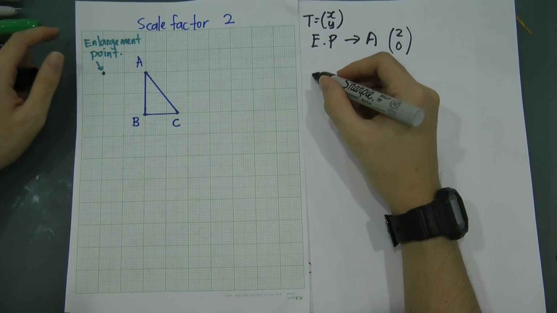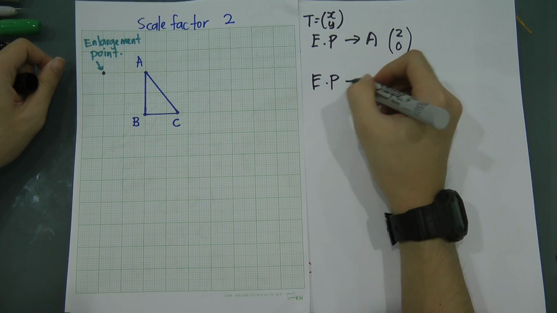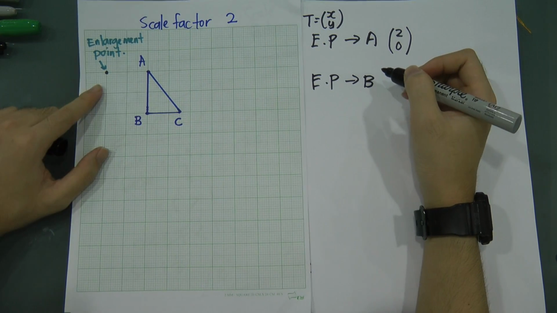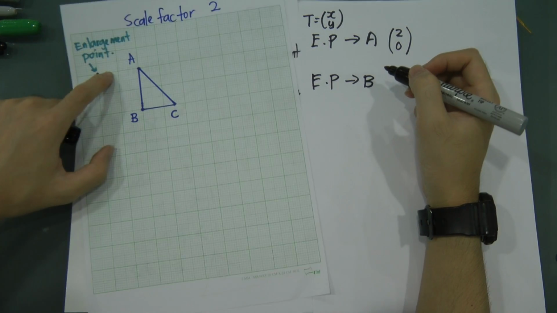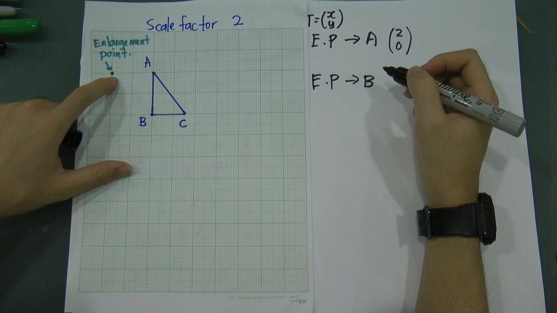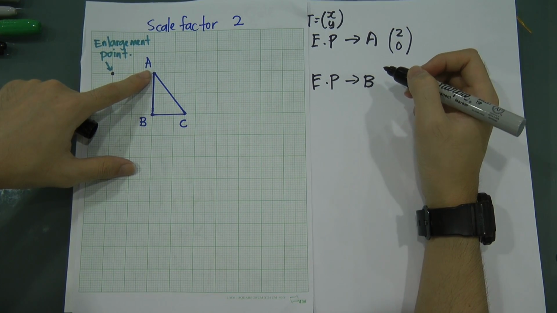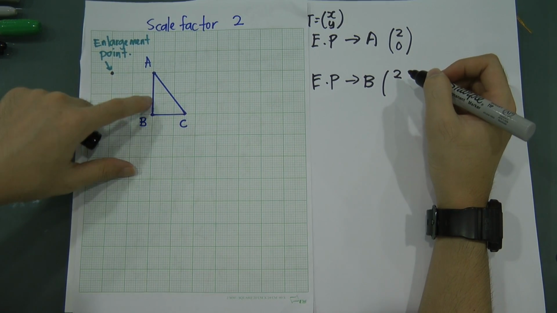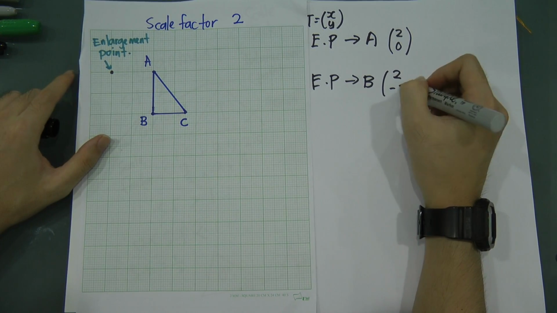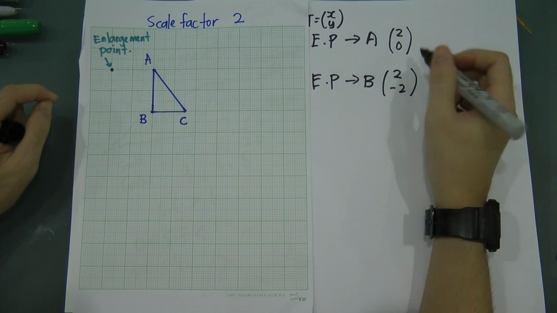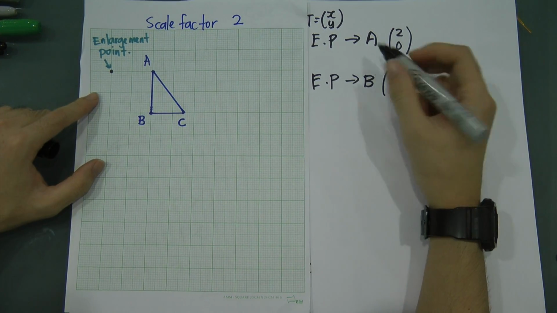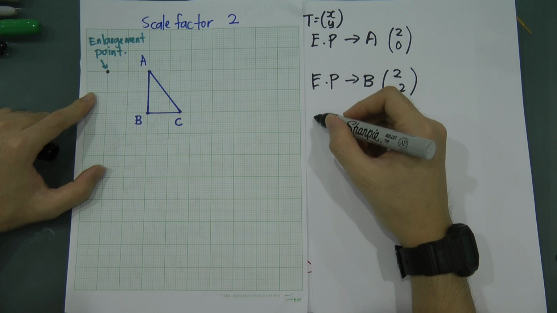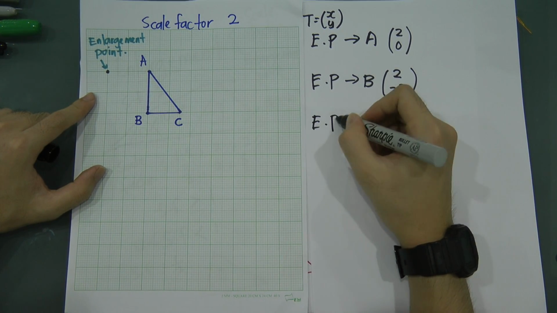Then enlargement point to B. What is enlargement point to P? We calculate this as 2 cm, like 1 unit, so it will be 1, 2. X is moving to the right so it is positive, and then moving downwards 1, 2 is -2 for Y. If you're not sure about this one, go and do some revision on translation. And then my enlargement point to C.